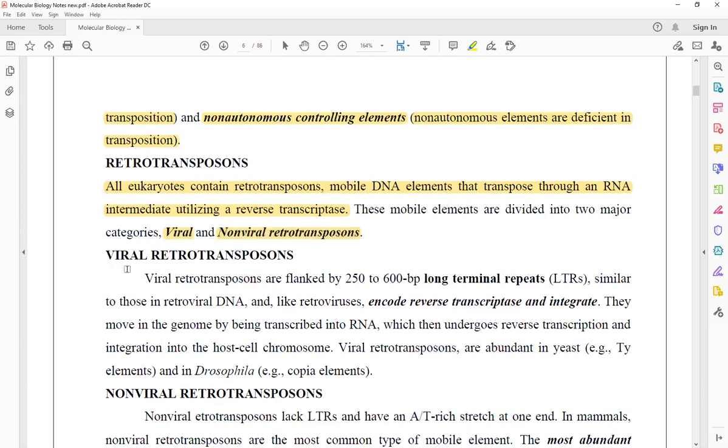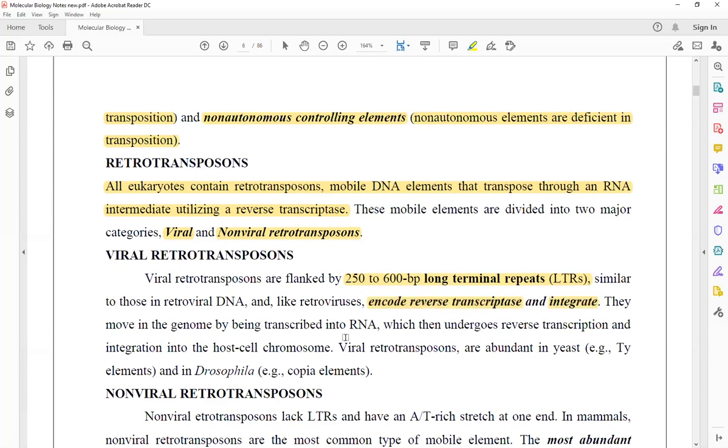Now, viral retrotransposons. Viral retrotransposons are flanked by 250 to 600 base pair long terminal repeat sequences, similar to those in retroviral DNA, and like retroviruses, they always encode reverse transcriptase and integrase enzymes. So they encode both of these things, reverse transcriptase as well as integrase.